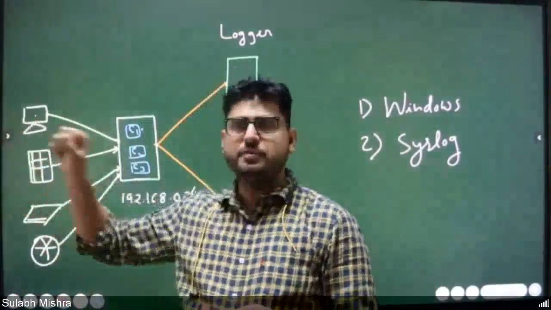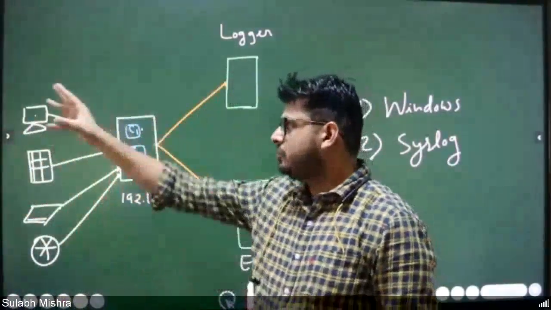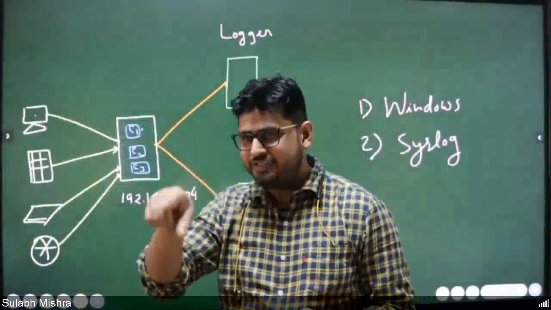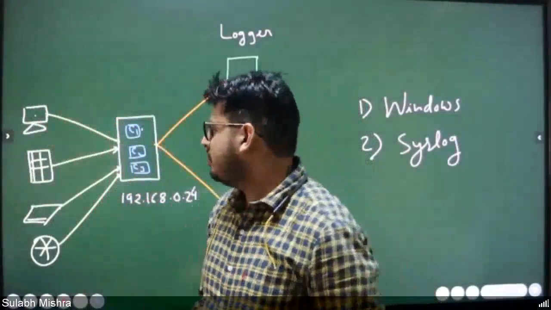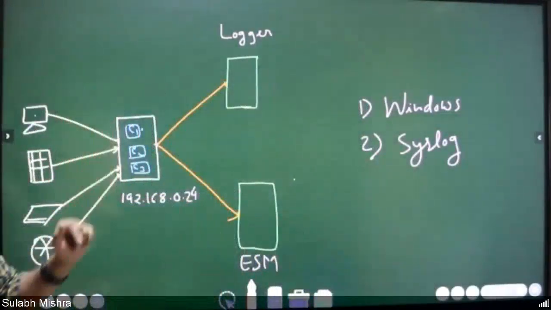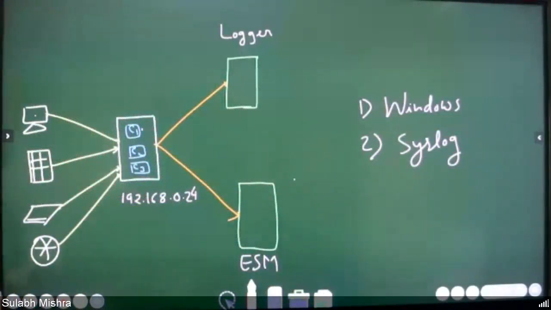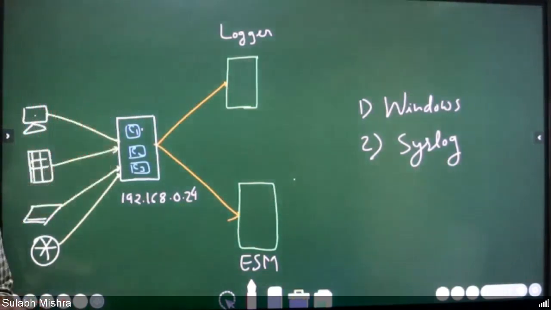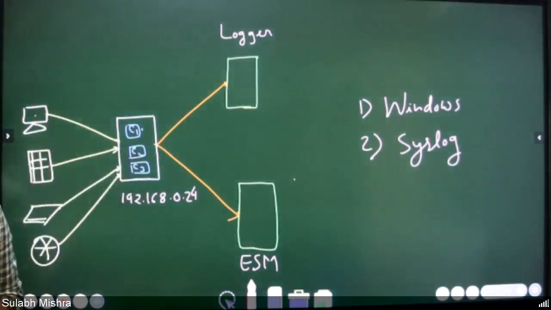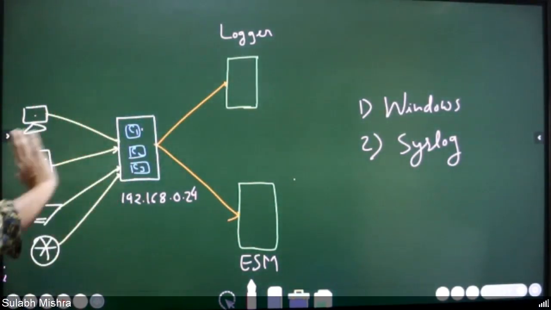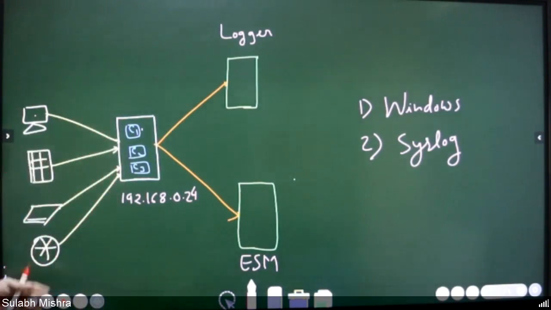Windows works on a pull mechanism. That means the connector itself will go and pull the logs. Syslog works on a push mechanism. That means the device itself will have the capability to push the logs to any syslog server. Here the syslog server is our connector, which means any remote syslog server to which the syslog device can push the logs.